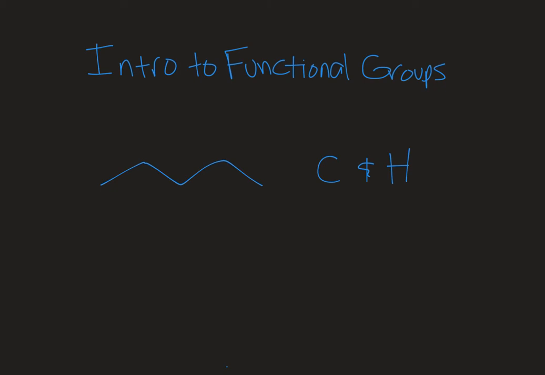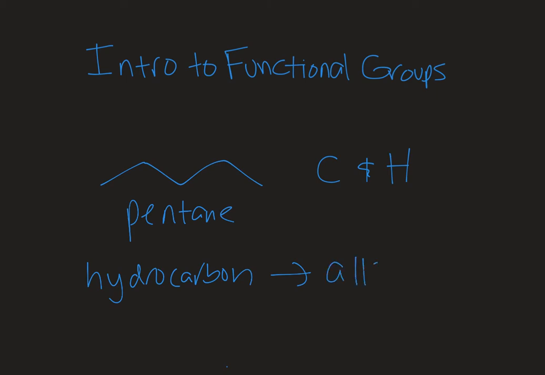The molecule I've drawn above is a line angle depiction of pentane, and as a generic group, we would call this a hydrocarbon because it's made only of carbons and hydrogens, and specifically because it doesn't have any double bonds or triple bonds, this would be called an alkane.